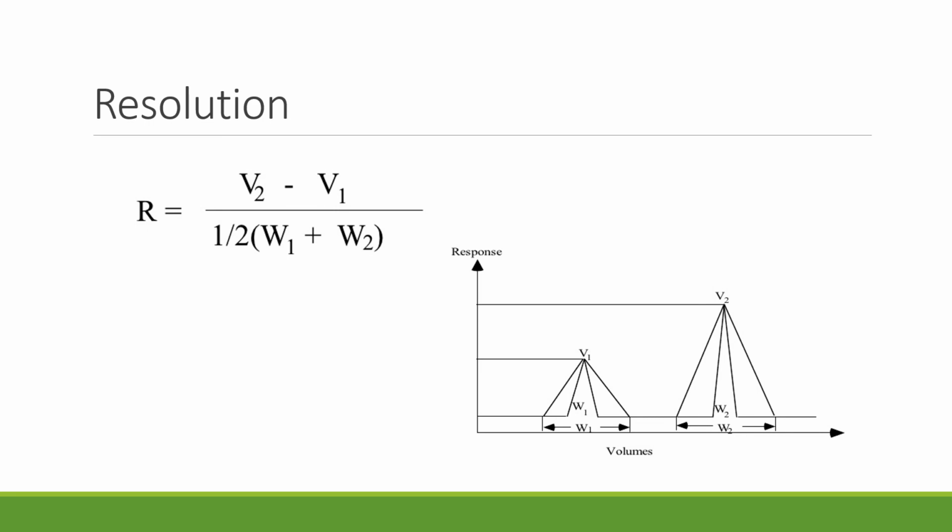Resolution tells us how the instrument can distinguish between two different compounds. Resolution is calculated using the separation of two peaks and given by the following equation. One rule of thumb is that as resolution increases, so does the time required for the separation. So scientists often have to balance the desire for rugged separation with time and materials.